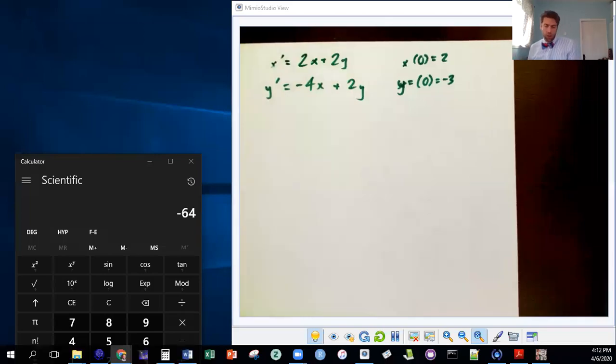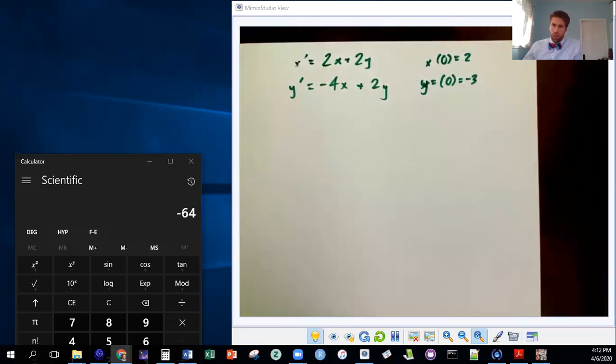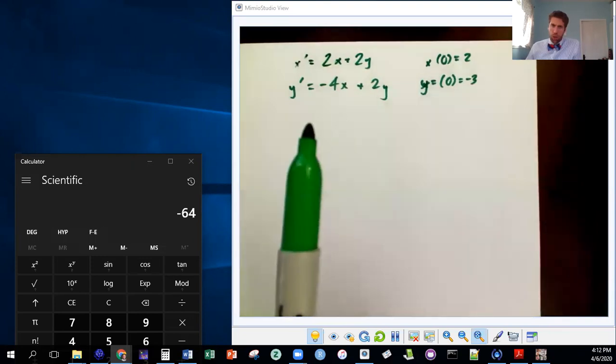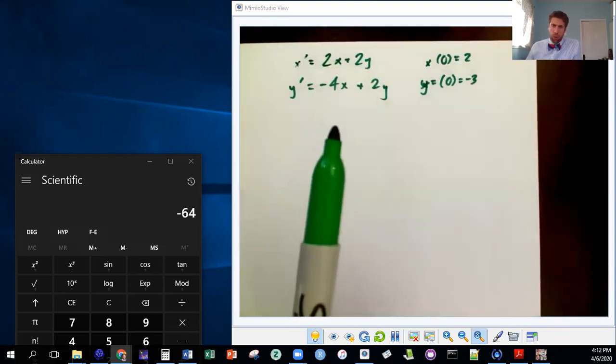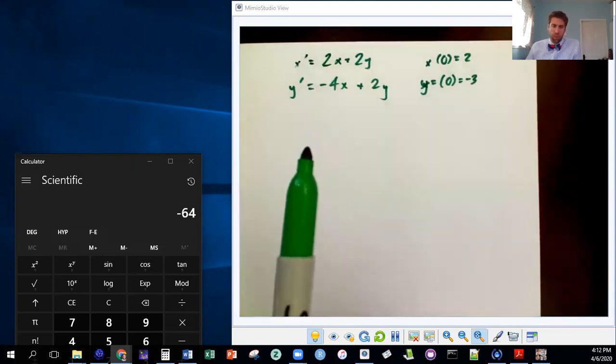This is differential equations, section 3.4, activity 342. There must be some sort of typo. So instead, I'm going to do questions 1 and 5 from the homework. In 1 and 5 from the homework, we have this setup: x prime is 2x plus 2y, y prime is negative 4x plus 2y.